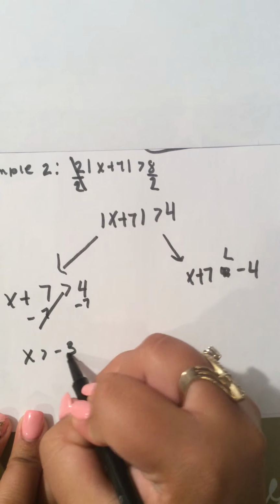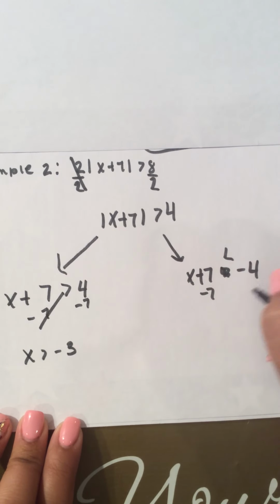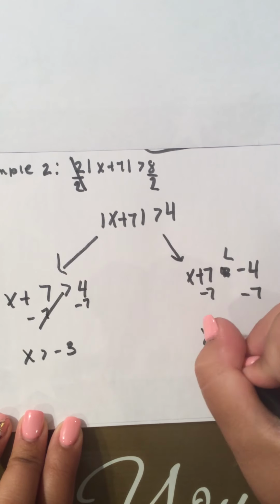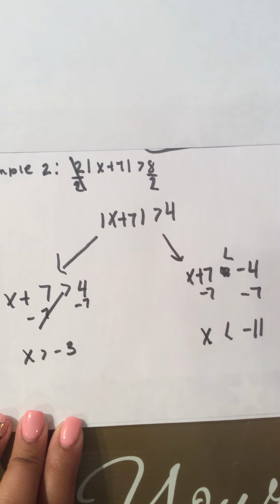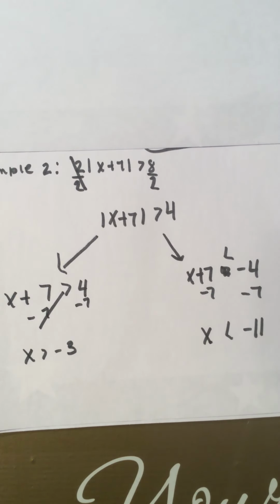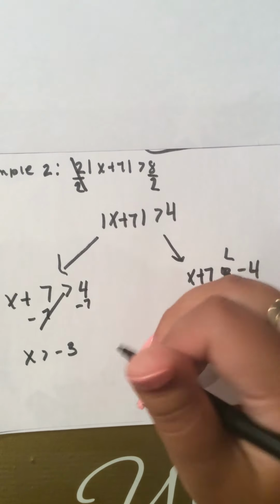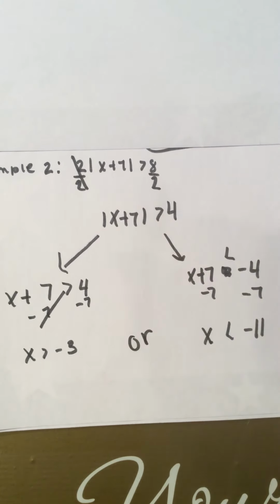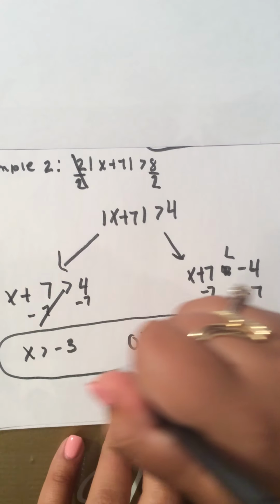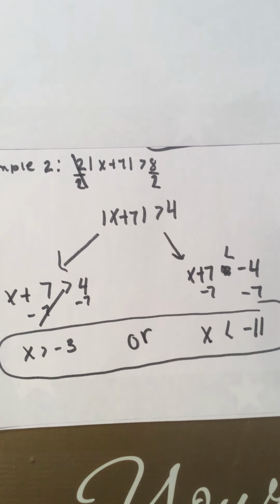X is greater than negative 3. Same thing, subtract by 7, subtract by 7. X is less than 11. So because we have the greater than sign, you do have to flip one of these. And this is actually going to be an OR problem, so I would leave this as my answer. I would say, well, x is greater than negative 3 or x is less than negative 11.